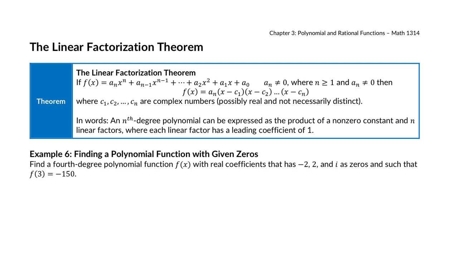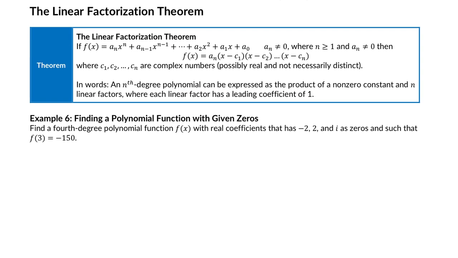We've practiced this already. The linear factorization theorem says that if you have a polynomial, then you could write it in terms of its factors as long as there's some number in front to account for a scalar multiplier. Okay? In words, an nth degree polynomial can be expressed as a product of a non-zero constant, that's this non-zero constant, and n linear factors, where each linear factor has a leading coefficient of 1. So what this allows us to do is take information like we have in example 6 and write a standard form polynomial in the correct format.